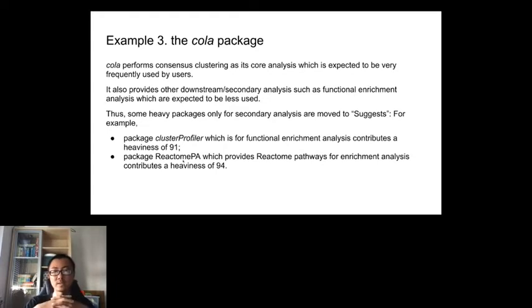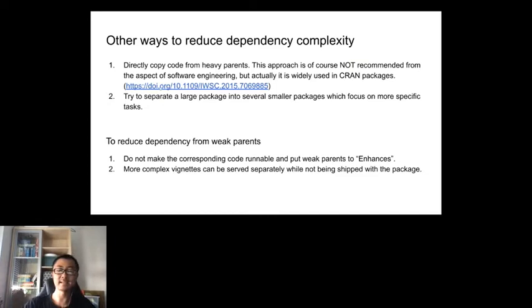There are also some other ways to reduce the dependency complexity. If a package relies on a function from another heavy parent package, you can just copy the code from that heavy parent package. Of course, this method is not recommended, but according to this study, it's very commonly used in a lot of CRAN packages. The second is to separate a large package into several smaller packages where each package focuses on a specific analysis task.